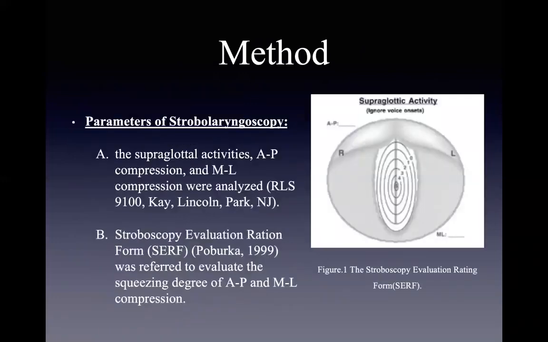For the parameters we chose for strobolaryngoscopy, we had mainly AP compression and end-lobe compression. They were selected because supraglottic activities can reflect glottic functions. They are considered as compensatory activities of glottic insufficiency, which is related to the increase of laryngeal muscle tension and production of sound under pathological conditions.